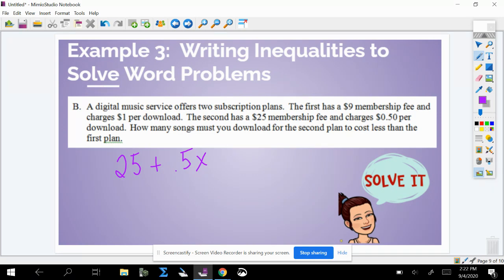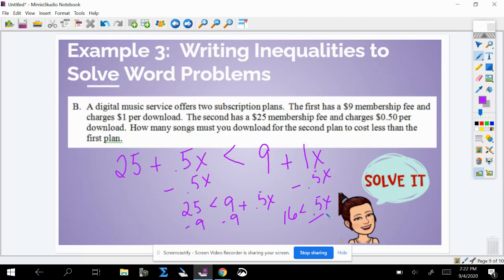I want to know what I have to do to make that plan less than the $9 plus $1 for every download. So I'm going to get my x's on one side. I'm going to subtract 0.5x on both sides. So I get 25 is less than 9 plus 0.5x. I'm going to subtract 9. So I get 16 is less than 0.5x. Divide by 0.5. This is not 8. 16 divided by a half is actually 32. So I get 32 is less than x.